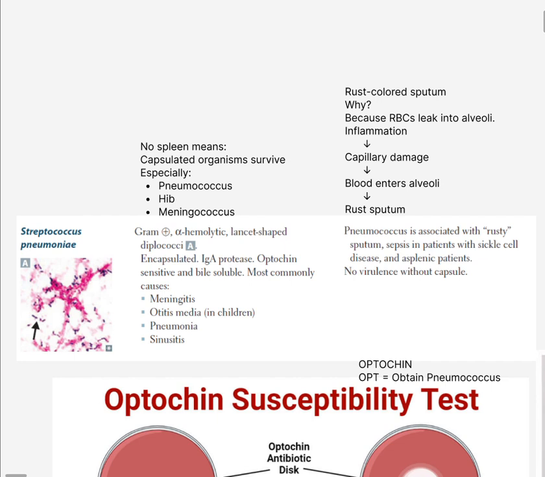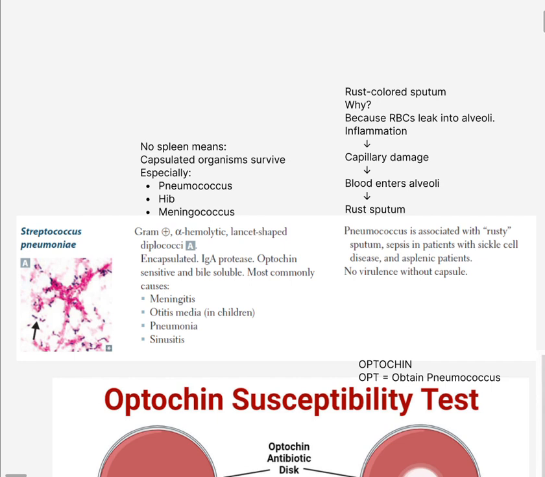Now, the spleen removes the encapsulated bacteria, but the capsule is slippery. Neutrophils struggle to grab it, and the spleen helps by opsonization and phagocytosis. Without the spleen, encapsulated bacteria achieve bloodstream survival. And this leads to sepsis.